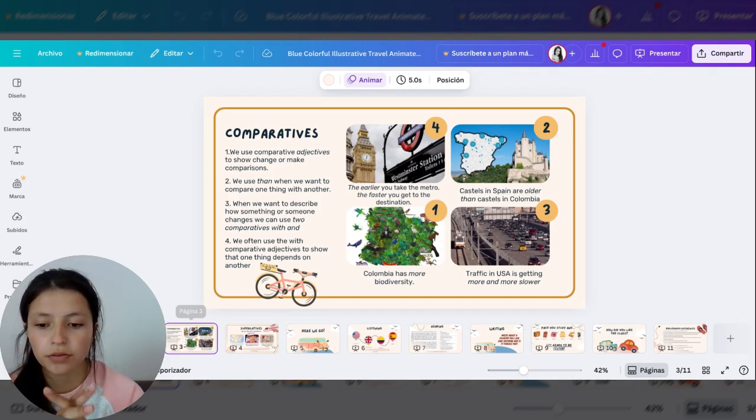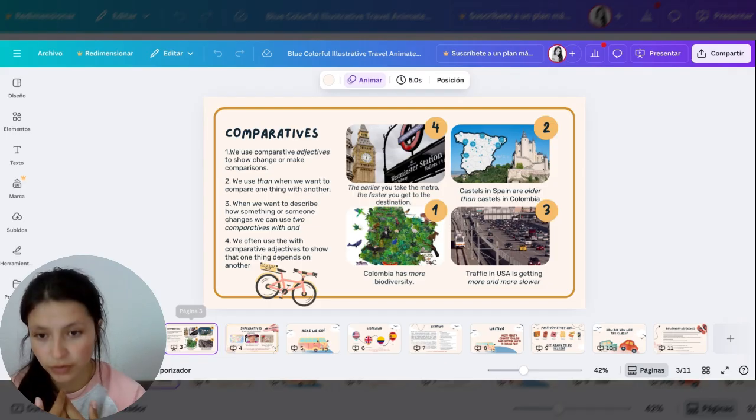So this first warming up introduction is for the student to understand the differences of the comparatives and superlatives and what's the use of it. In the warm up activity, I want the student to understand and comprehend some new vocabulary by identifying the sentences, the definitions, and the examples. So, for example, the first one, we use comparative adjectives to show change or make comparisons.